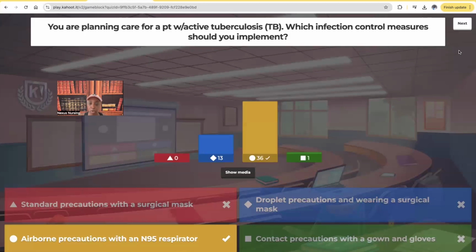Droplet precautions. Remember, droplet, that's for the larger particulates. Okay. So no, we're talking about TB. Surgical mask, not enough. And then contact with gown and gloves, no. So we're going to do the airborne precautions and N95. Professor D, do I have to know all of this? Absolutely. If you're currently in the program right now and you study infectious disease, you're going to get more than one question on TB.